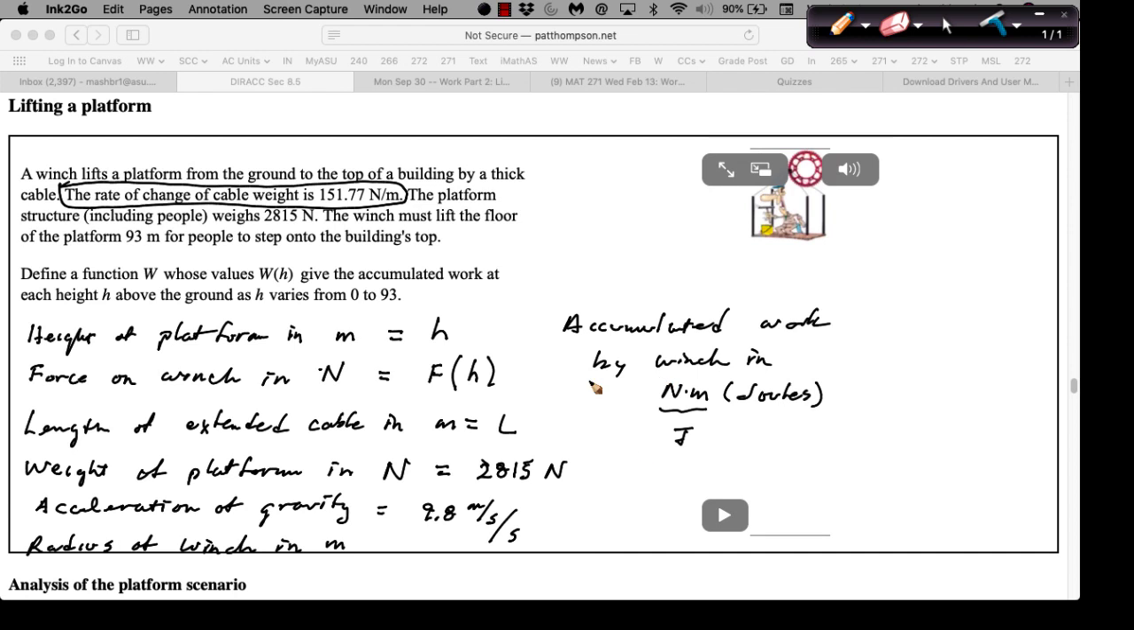Okay, and so if we're after accumulated work as a function of height, we want to know the accumulated work since any starting height, so we could start with A. Accumulated work from any starting height to the current height. And how will we model the amount of work? How do we get the amount of work? What is that? Accumulated work.